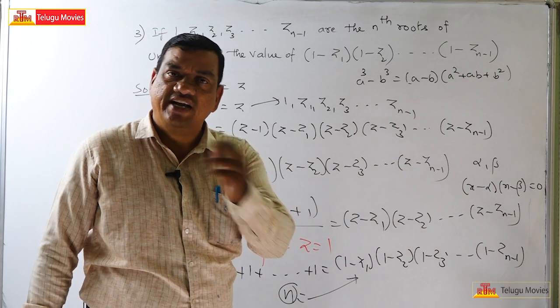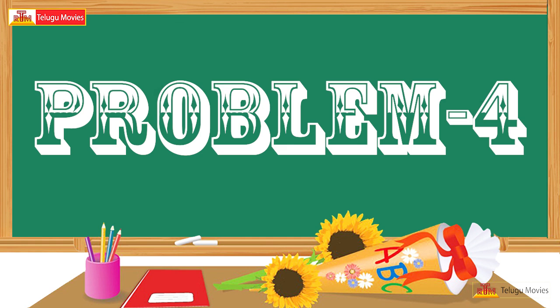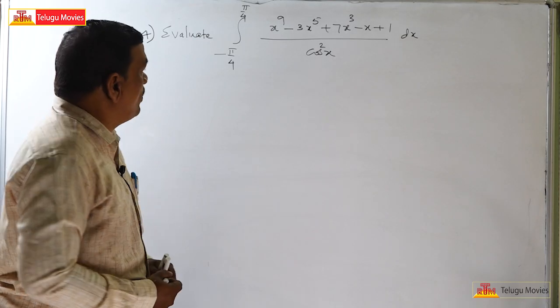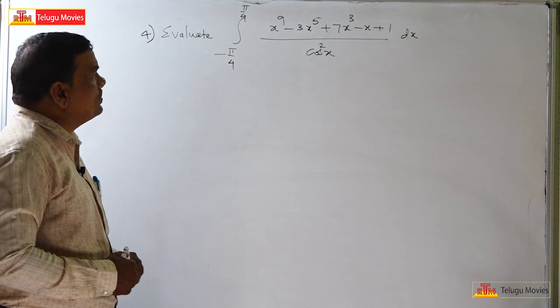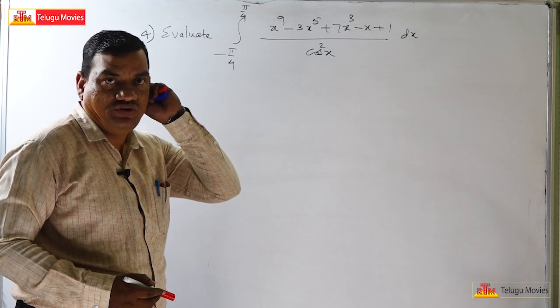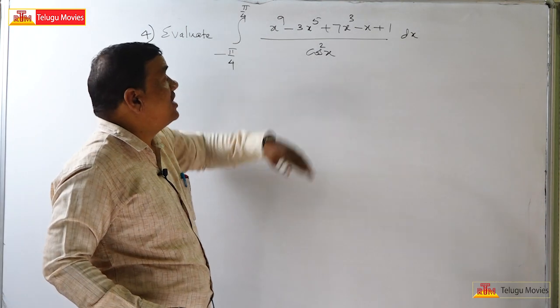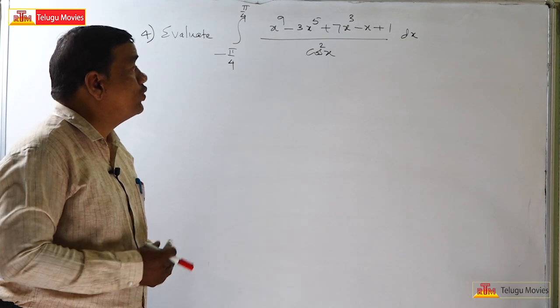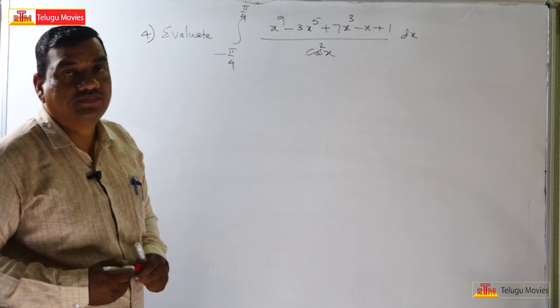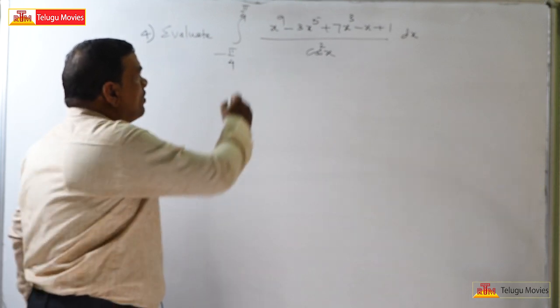Let us move to the next problem. Hi students, welcome to this problem. By seeing this problem, everybody will get confused. What is this, x power 9 minus 3 x power 5 plus 7 x cube minus x? So this is a very easy problem.